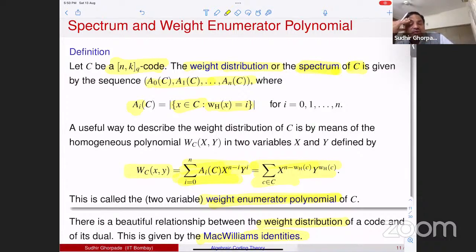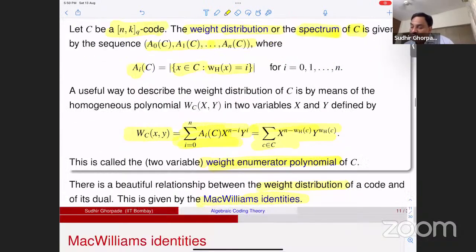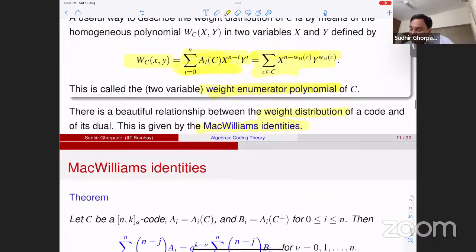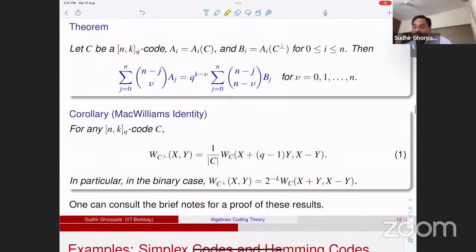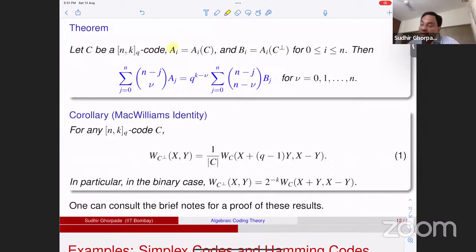Now, a priori, it is not at all clear that if I have a code of length n and dimension k, and I take its dual, which will have some weight enumerator, what the relation is between the two weight enumerators. A really beautiful relationship was found by McWilliams, and these are known as the McWilliams identities. I'm just going to state them. Suppose the A_i are the weight distribution of C, and B_i denotes the weight distribution of C perp. Then these A_i and B_i are related by identities of this kind.